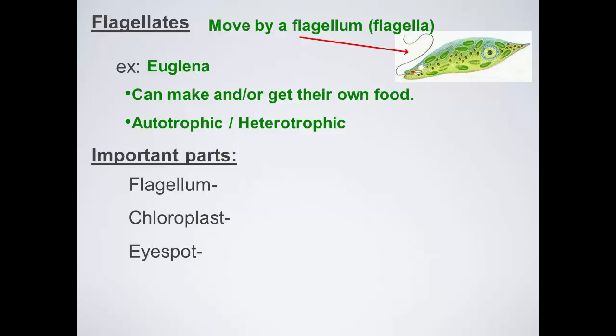So this is the flagellum, the whip-like tail that pulls it through the water. It has chloroplast. That small tail pulls that whole thing. Yeah, it whips around and pulls it through the water. It's kind of like a propeller almost, like a boat.